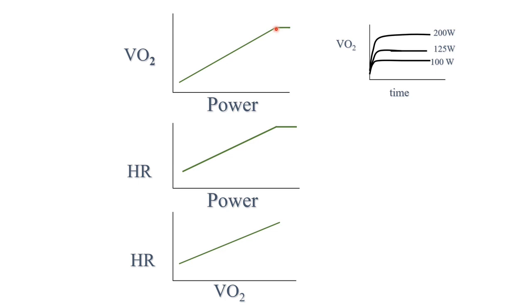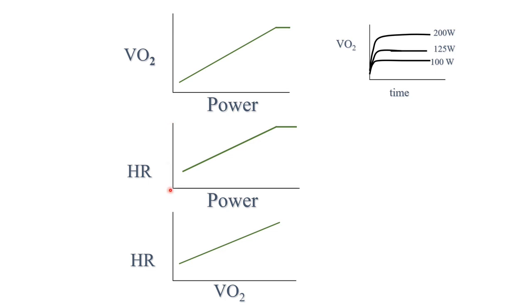Eventually we get to a point where the VO2 just doesn't increase. We can still increase the power, but there's no increase in VO2. And that's the point where the person reaches their VO2 max. We can increase the power, but they've reached the maximum amount of oxygen that they consume.